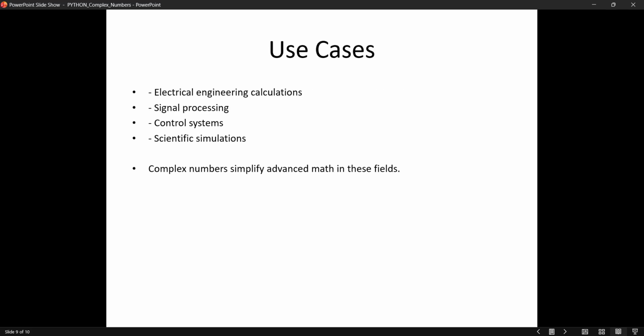So where are these used? Complex numbers have countless real-world applications. They're heavily used in electrical engineering for AC analysis, in signal processing for wave transformations, in control systems for stability analysis, and in scientific simulations that involve complex equations.